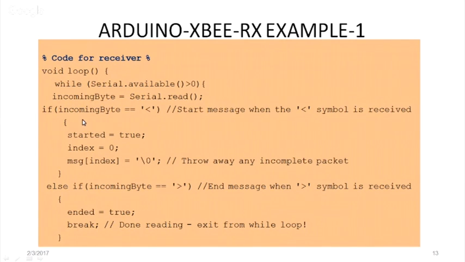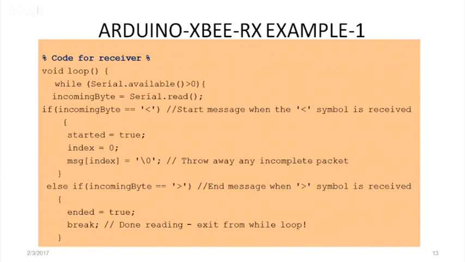For the receiving, we can see in the program that if the incoming byte is this symbol, this is the start symbol which I have put in the transmission program. So if the incoming byte is this, it means that the data which is valuable to you is coming. Now we will set started as true, which means we are going to get your value. We will put the index at 0 in the first array position of message, and after that, it will start putting your values into the index. After that, if the incoming byte is this symbol, then it means that the data has ended.